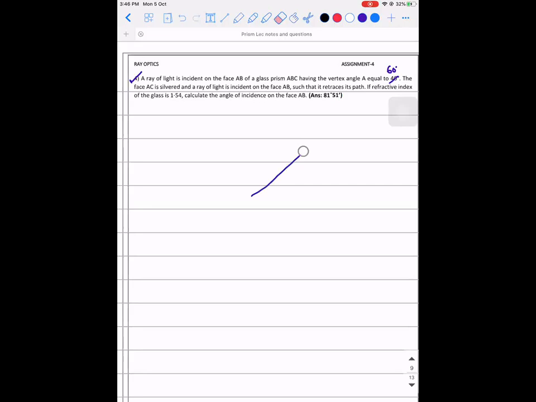So if you try to read the question, we'll just convert it into a diagram. You have a triangle ABC such that light is incident on AB and the angle of the prism is 60 degrees. The face AC is silvered, means it is covered like this. The meaning of it is, it is no more a refracting surface, it is a reflecting surface.